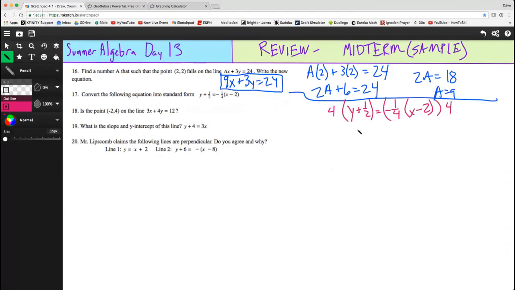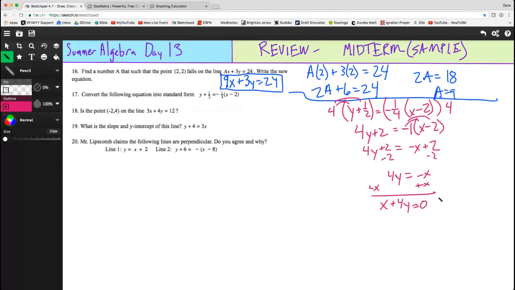Remember distribution. 4 times negative 1/4 is equal to negative 1 times x minus 2. Keep going. We're going to do our distribution here. We get negative x plus 2. 4y plus 2. Oh, wow. This is working out nicely. Subtract 2 from both sides. I get 4y equals negative x. Got to get my x on the left. So add an x to both sides. And I get x plus 4y equals 0. And that is in standard form. All right, these are both integers. And we have a number on the right that's an integer. Cool.